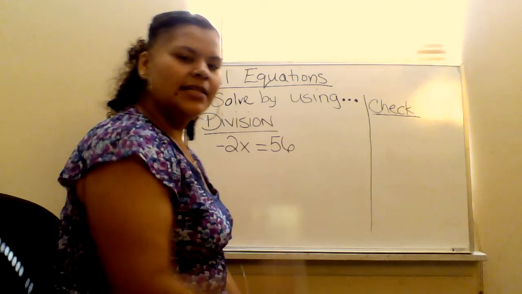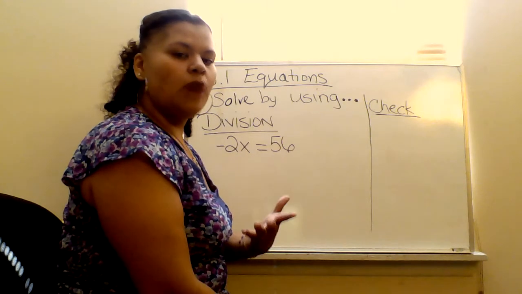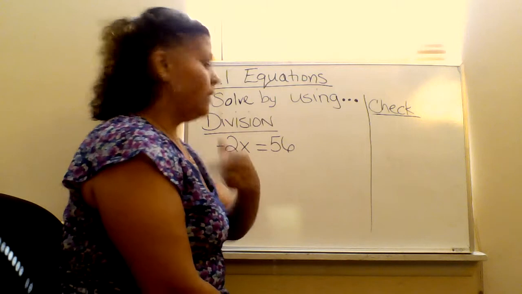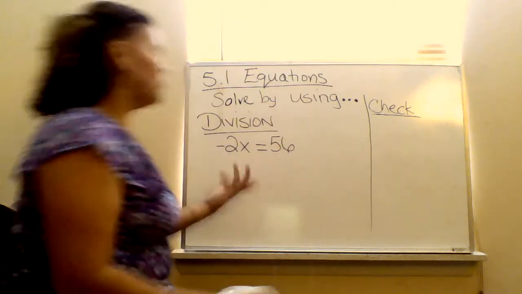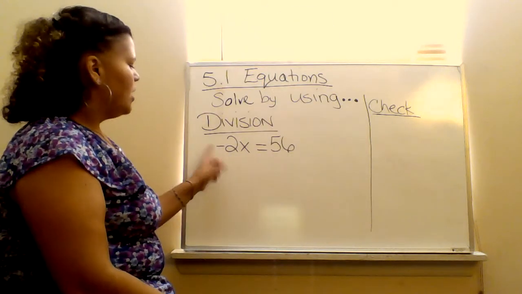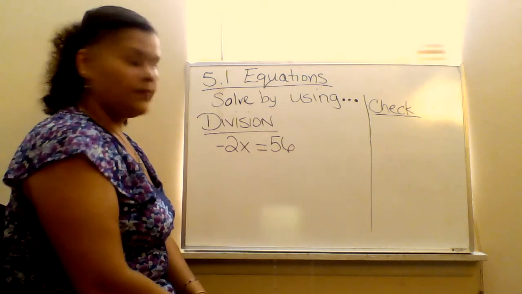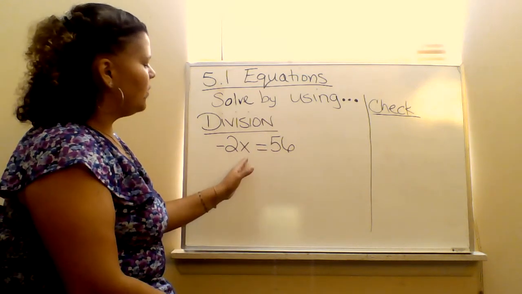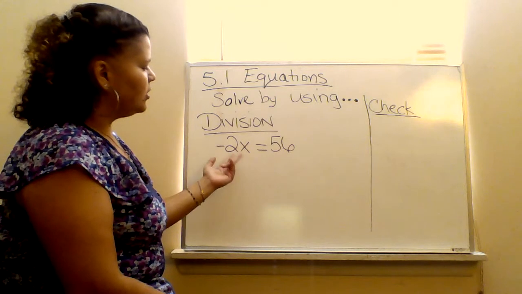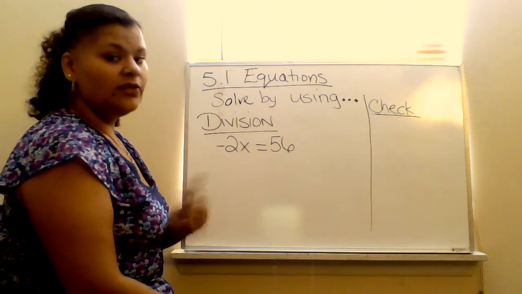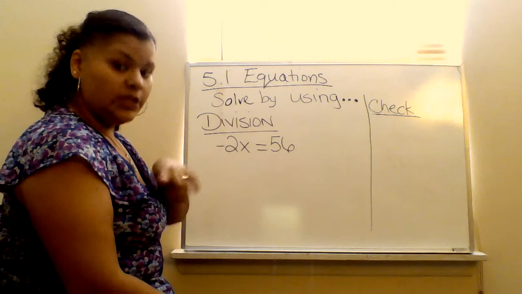All right, in this next segment, I'm going to show you how to solve an equation using division. Okay, so I've given you a problem. So using division, I have negative 2x equals 56. Now, when you have a number in front of a variable, that means multiplication. So the opposite, in order to undo that multiplication, you have to use its opposite, division.